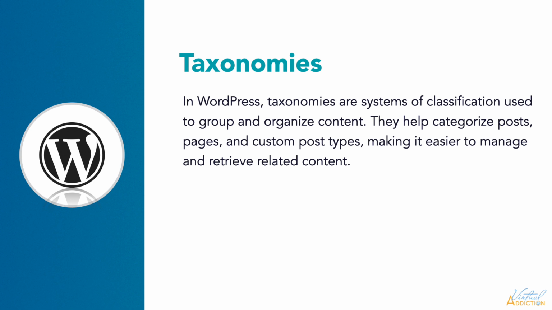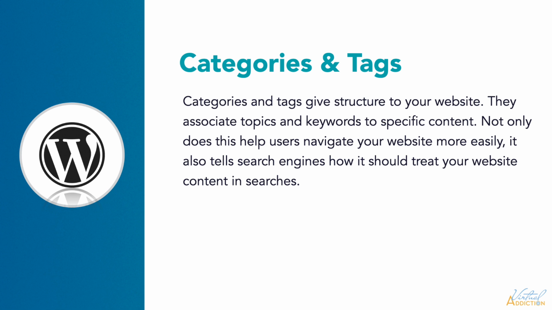In WordPress, taxonomies are systems used to organize and classify content. They help group related posts or other custom content types together, making it easier for users and search engines to navigate and understand your site's content. For both posts and pages, there are categories and tags. These are known as taxonomies. You can use these to organize your content.